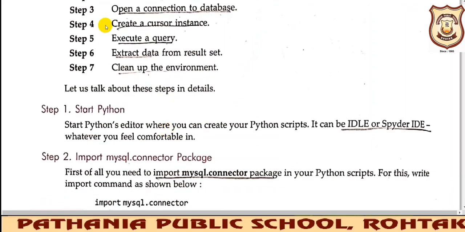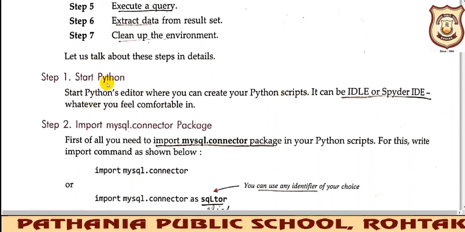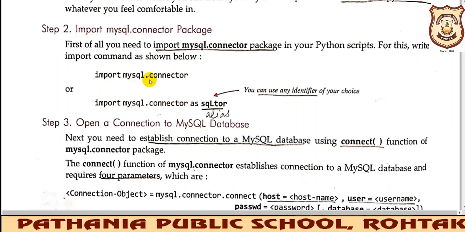Okay, let us study these 7 steps in detail. Firstly, you need to open your Python software, and it can be IDLE or a Spyder IDE. We are using IDLE; basically we are not using Spyder IDE. Fine, the next step is to import the MySQL connector package. At the very beginning of that particular program or Python script, you must write import mysql.connector.